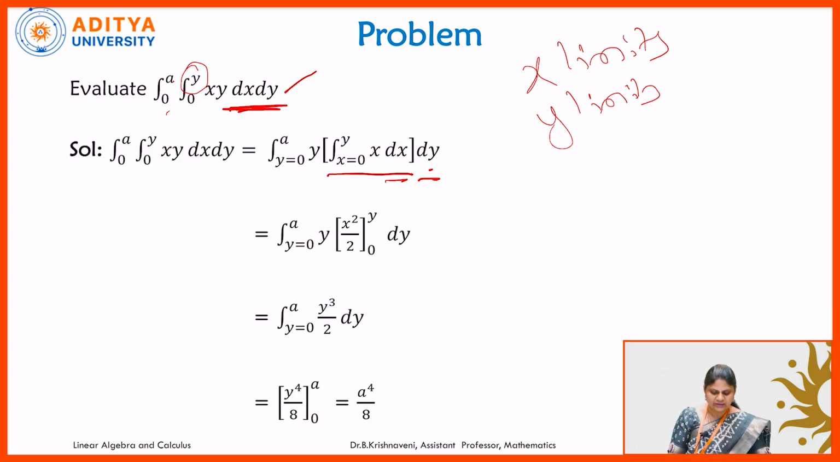First let's integrate the inner part: integral y from 0 to a, y into the integral of x, which is x²/2 between the limits 0 to y, dy. Substituting the upper limit, we get y into y², that is y³/2, dy. Integrating with respect to y, we get y⁴/(4 into 2) which is y⁴/8, where the y limits are from 0 to a. Substituting the upper limit y = a gives a⁴/8, and the lower limit is 0. So the answer for this question is a⁴/8.